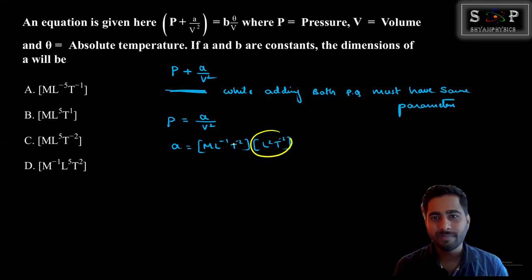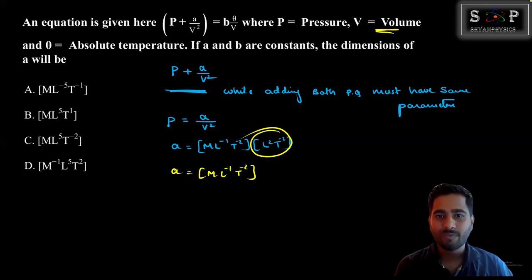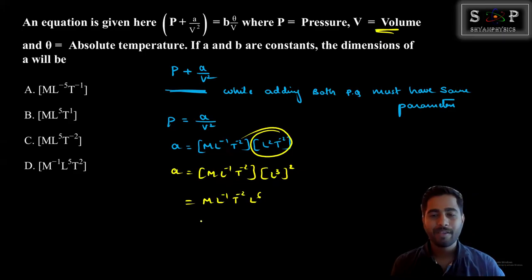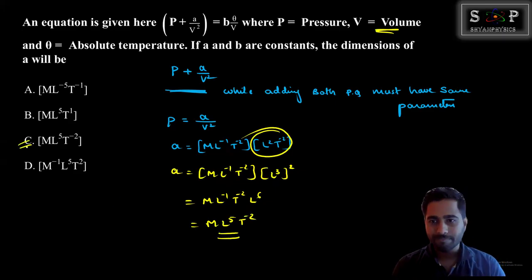Here, this is the mistake. A is equal to M L to the power minus 1, T to the power minus 2. V stands for volume here. Volume is basically L to the power 3. Here it is squared, so we need to put 2. So the answer will be M L to the power minus 1, T to the power minus 2, L to the power plus 6. Plus 6 minus 1 means it becomes M L to the power 5, T to the power minus 2. So the correct option is option C.